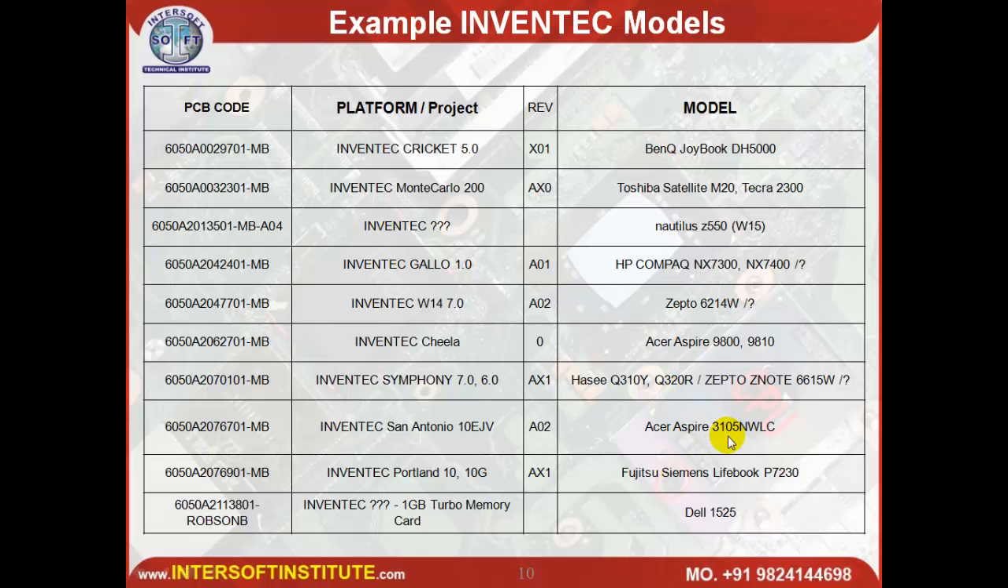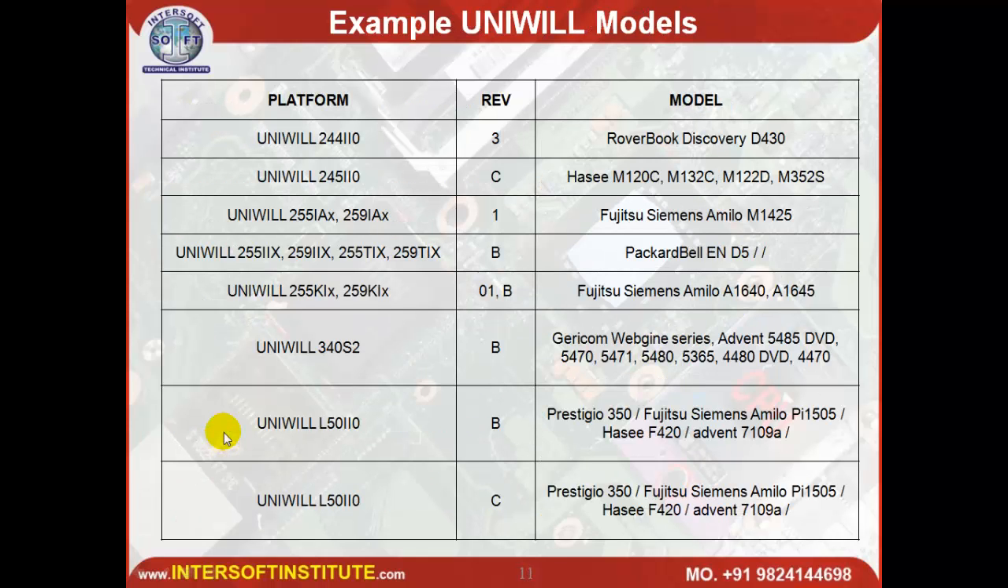These are Acer Aspire 3105 models, it will be written like this. In Univel, it will be written Univel 340. You will find very few Univel motherboards. Then others also manufacture, ordinarily, Packard, Fujitsu, Hasim, like that.